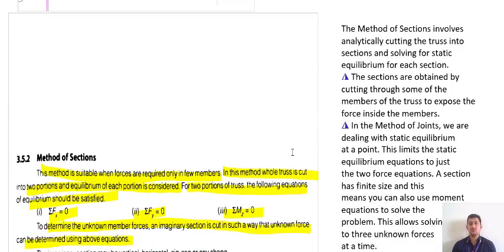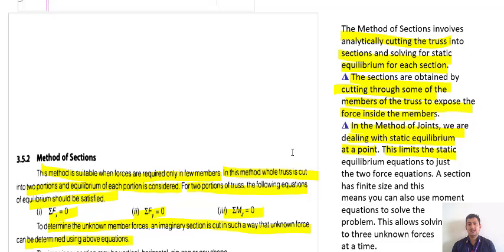So here are certain points that I have made for you that you need to keep in mind. The method of section involves analytically cutting the truss into sections and solving for static equilibrium for each section. The sections are obtained by cutting through some of the members of the truss to expose the force inside the member. So when you cut the section, you have to name the forces that are on those members. In the method of joints, we were dealing with the static equilibrium of a joint.